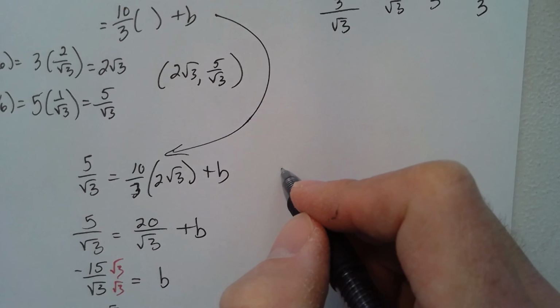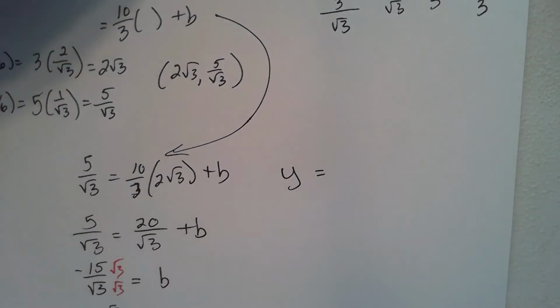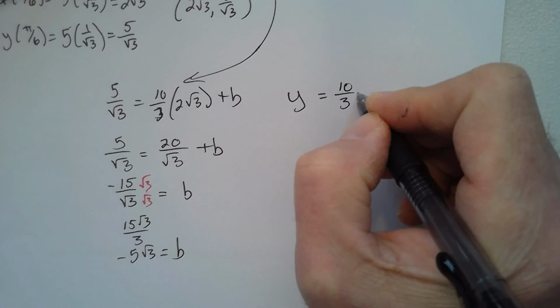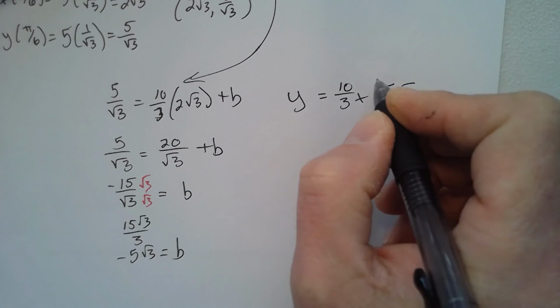So our answer is y equals 10 thirds x minus 5 square root of 3.